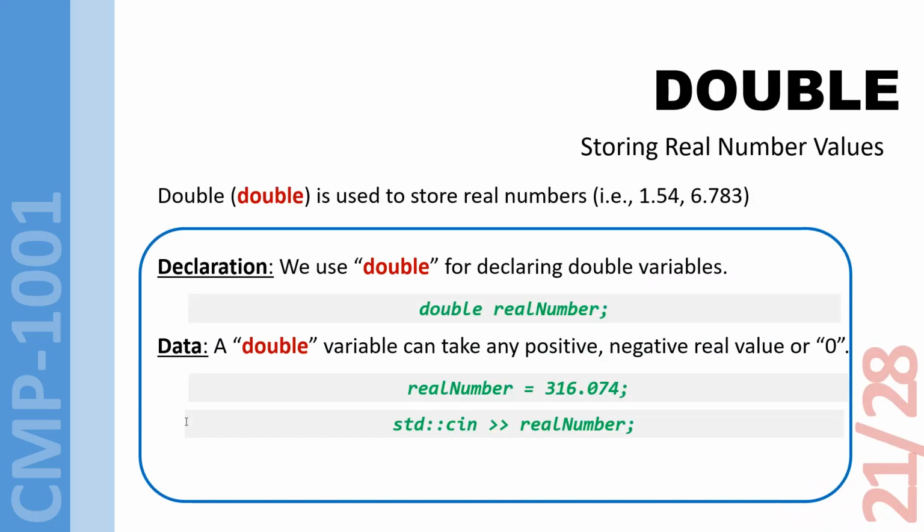The second important variable type is the double. Double, in contrast to the integer, is used to store real numbers, such as 1.54, 6.783, and so on and so forth. We use double for declaring double variables, again all with lowercase letters. Double is generally short for double precision floating point number. It's a bit of a longer name, and you need to check some other references that I will be putting in the links about the meaning of a floating point.